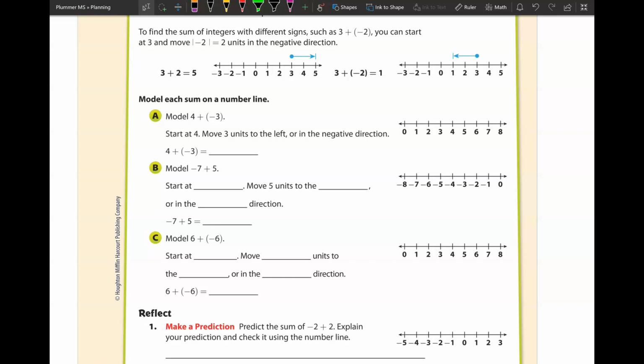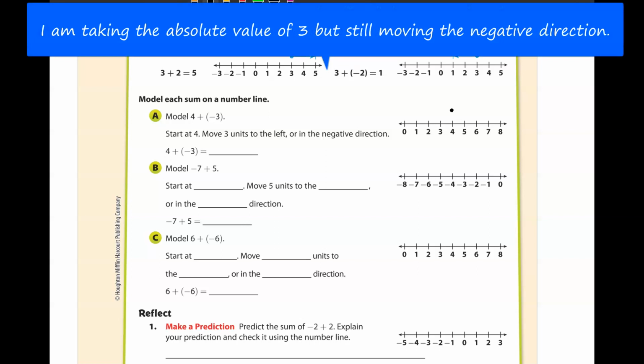Okay, it says model each sum on a number line. A, model 4 plus -3. So start at 4. And we're going to go 3 units to the left, or in the negative direction. So I'm going to go 1, 2, 3. Stop right here. My answer is 1.